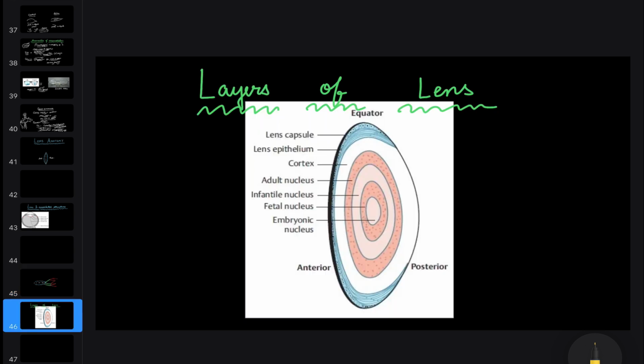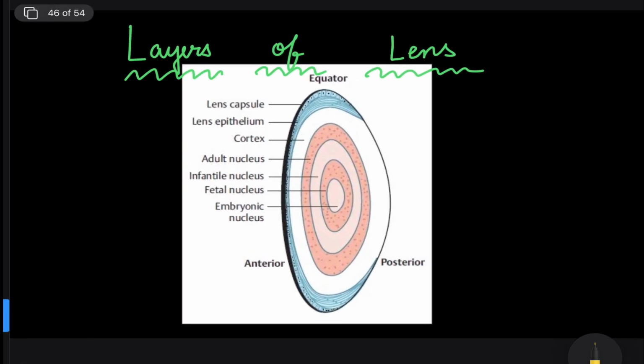Now, as far as the lens itself is concerned, let's take a very quick deep dive into the layers of the lens. What exactly do we mean by the layers of the lens? As of now, what we were discussing were the different structures associated with the lens, but we hadn't gone into the details of the lens as a structure itself. What is its composition? How is it made? What are the different layers which make the lens itself? That is what we are going to talk about here.